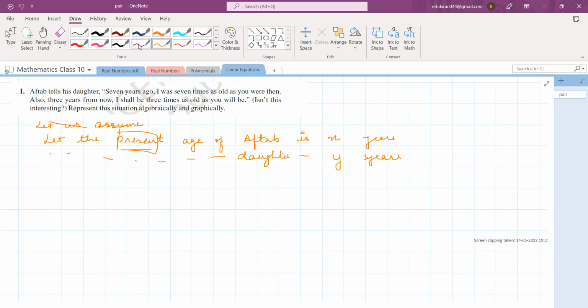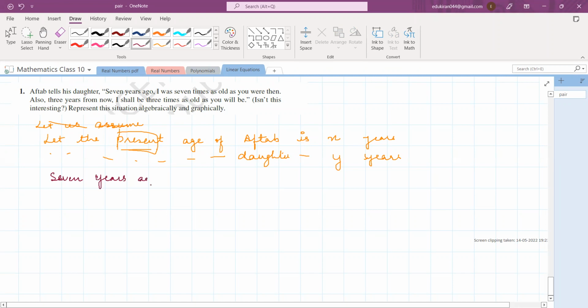What is it saying? 7 years ago, there is a condition. 7 years ago, what was the age of Aftab? X minus 7. Yes, so present age is X years and 7 years ago, X minus 7, right? And what is the age of daughter 7 years ago? Y minus 7.